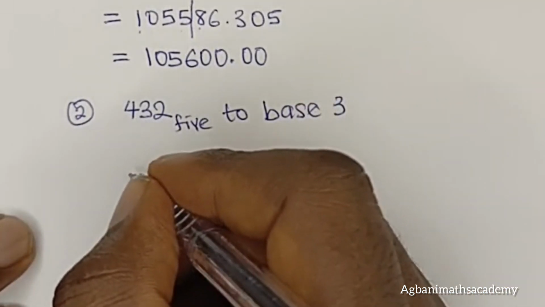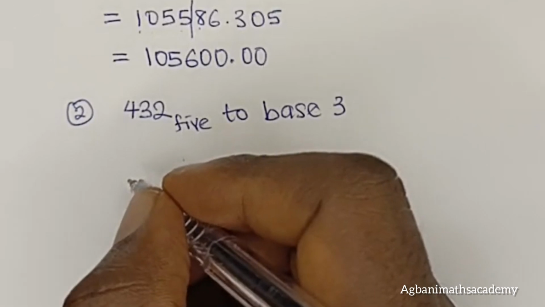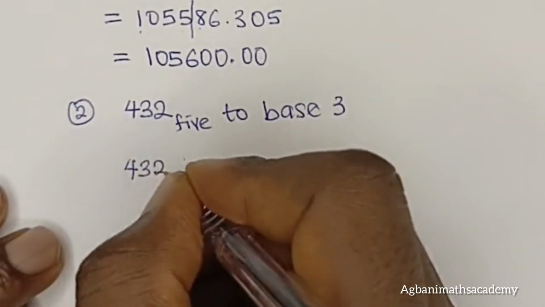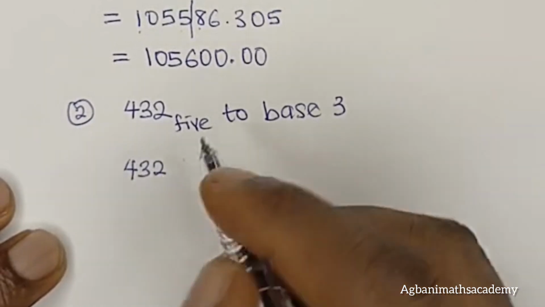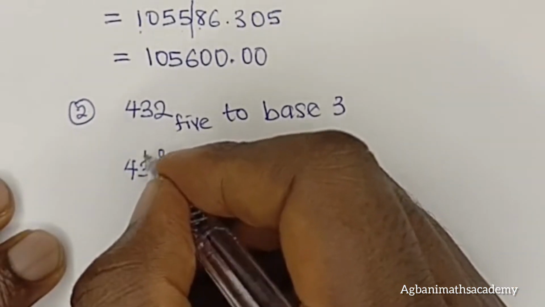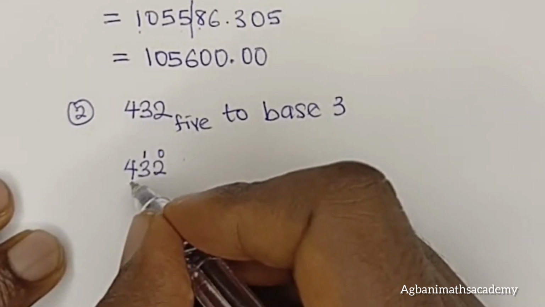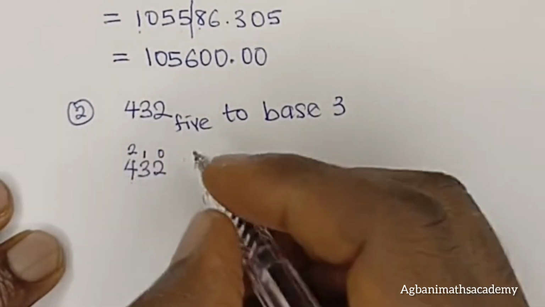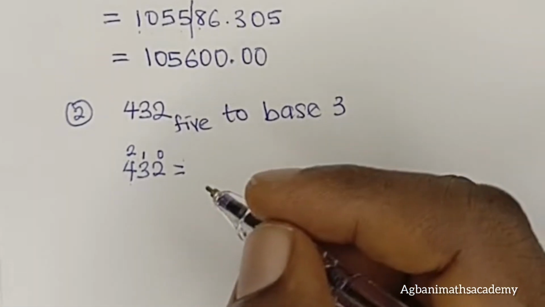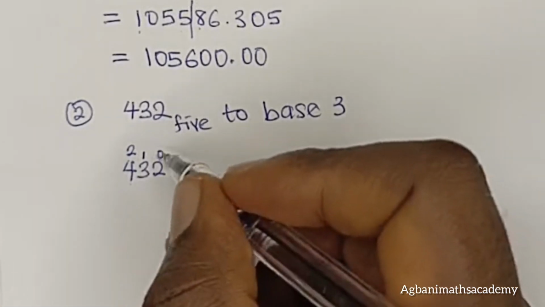So when changing numbers from base 5 to base 10, or from any other base to base 10, this is the process. So 432. Above the last digit, you have a power of 0. The second digit has a power of 1. The third digit here has a power of 2. So these values are important because you are going to be multiplying them. You are going to be raising 5 to a power of these values.